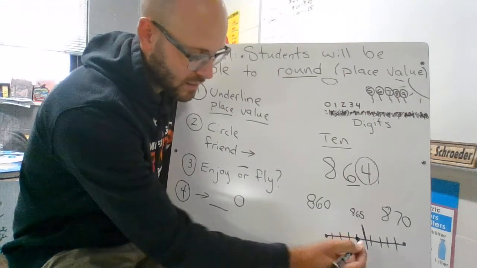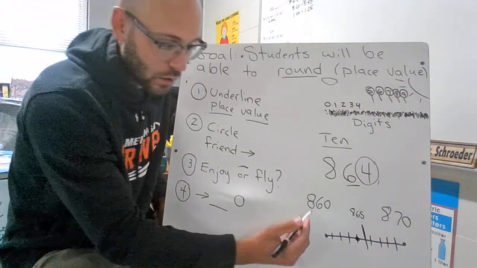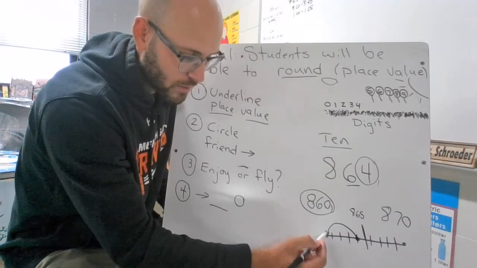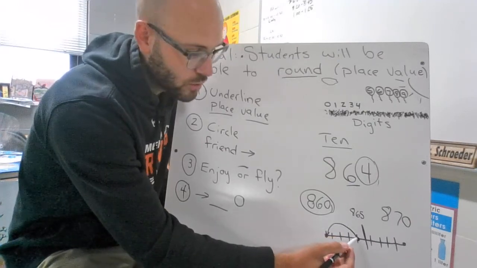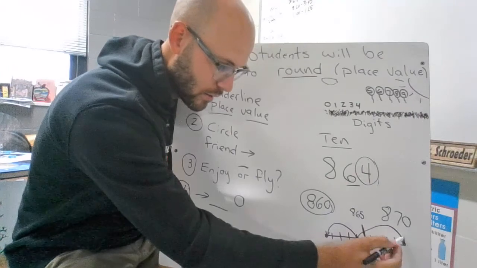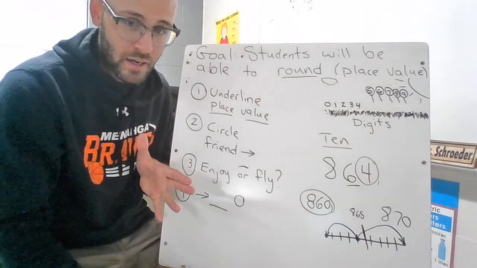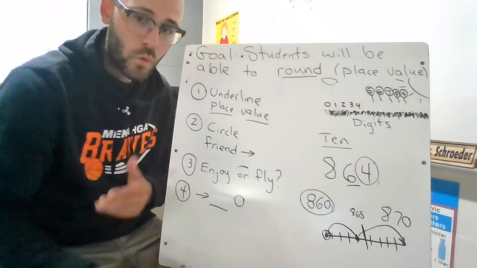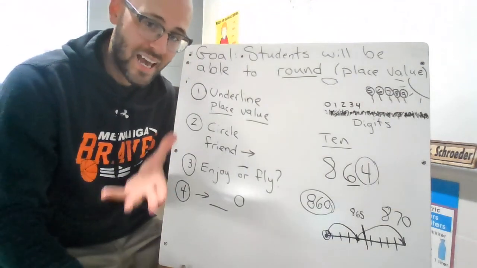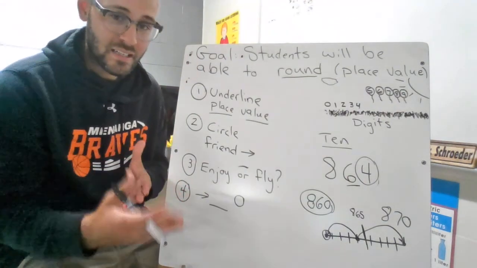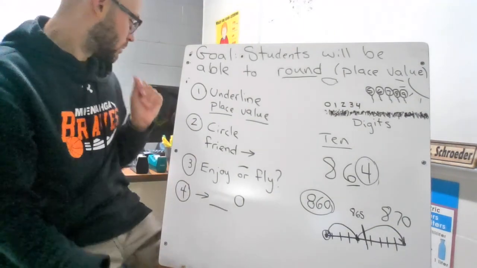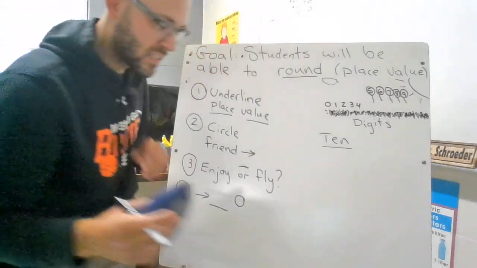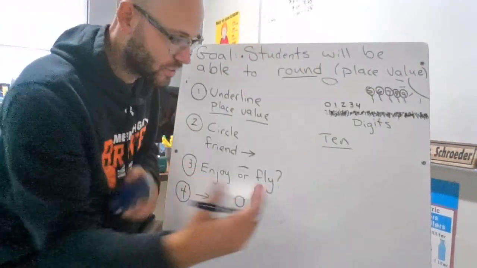That's just a little bit of an estimation, but is that closer to 860? Is that a closer jump to 860? Or is it a closer jump to 870? Just based on that number line, you can see that the smaller jump would be to 860, which makes 860 the closest 10. That's what rounding is in general. Some people can do this pretty quickly in their head. And that's kind of the goal of these 4 steps, is to get you faster at it.